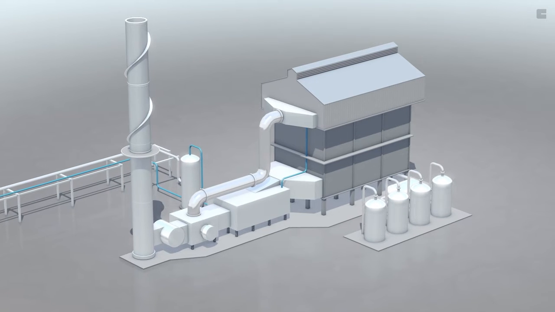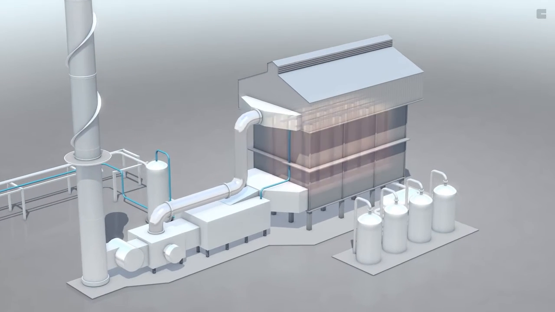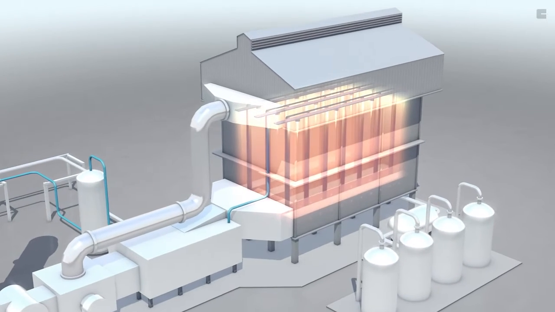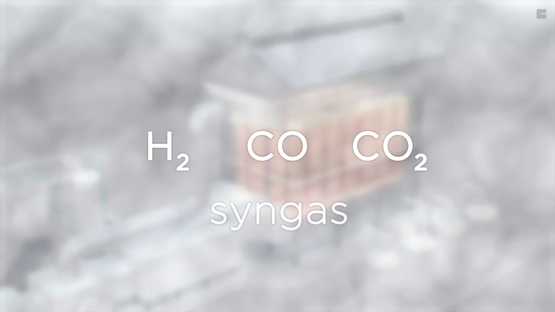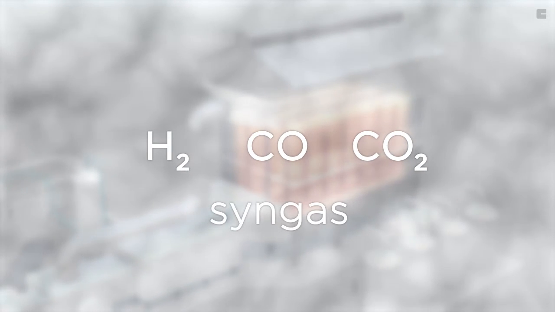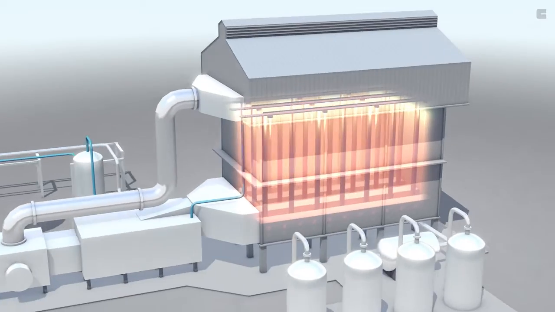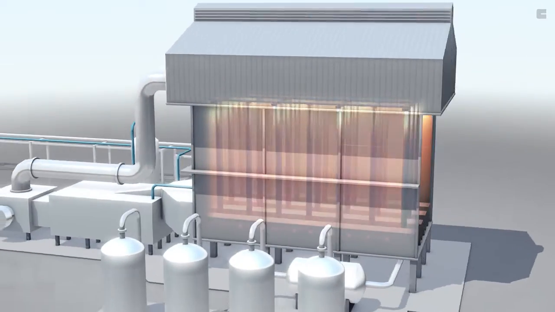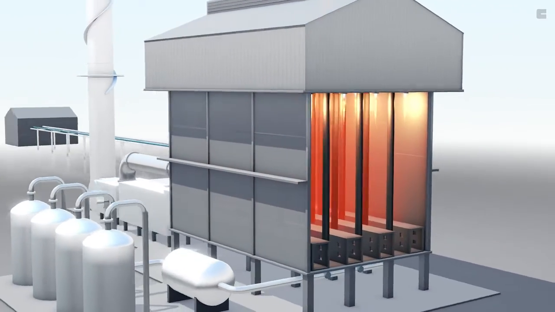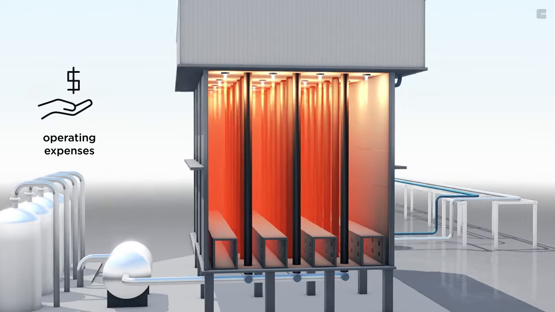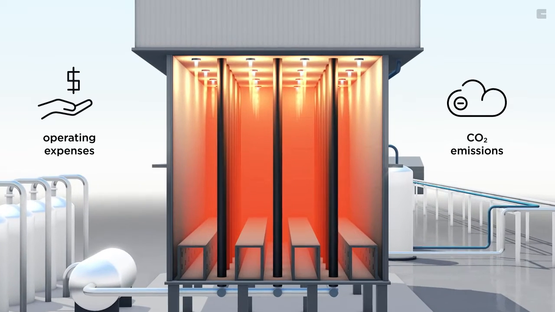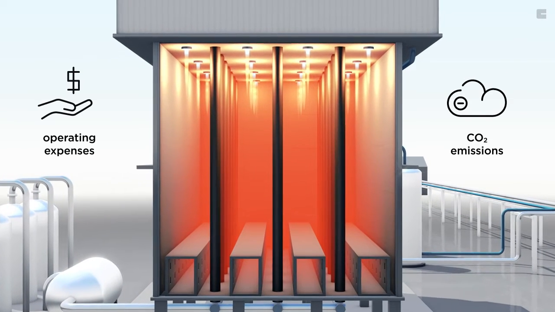A steam reformer is the heart of a syngas plant, where hydrocarbon feed, for example methane, reacts catalytically with steam to a mixture of hydrogen, carbon oxide, and carbon dioxide, the syngas. Due to the high energy costs of the extreme temperatures required for the reaction, the steam reformer is a major contributor to the operating expenses and CO2 emissions of a syngas plant.